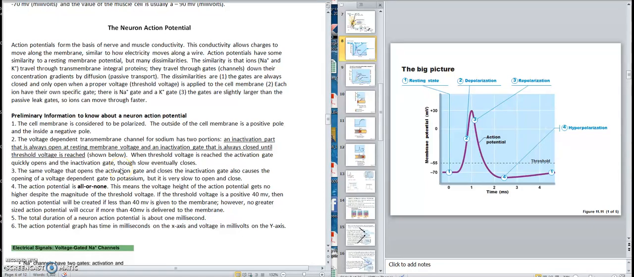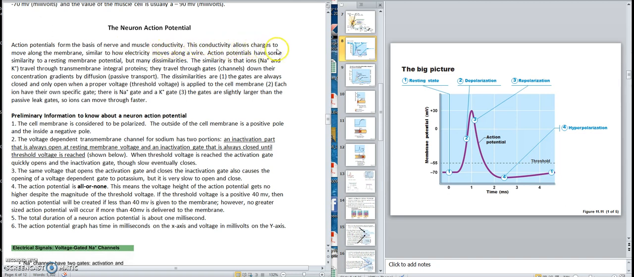All right, class, where we are now is to talk about the neuron action potential. And then after this, we'll talk about the muscle action potential. It'll be easier once you understand the details of the neuron action potential. All right. Action potentials form the basis of nerve and muscle conductivity.